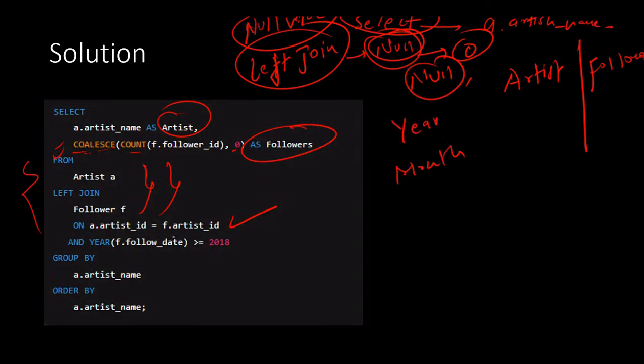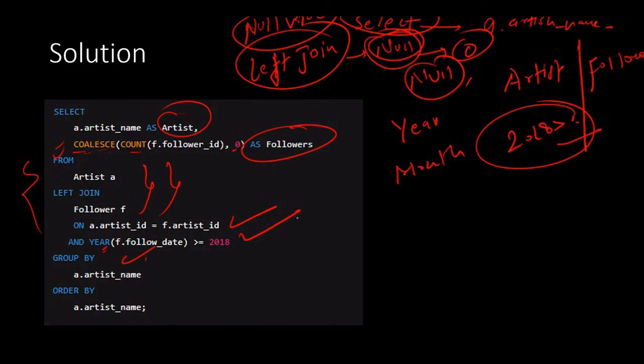As you guys can see here, we want the followers who followed them in 2018 or after 2018, right? That's why we have used year f dot follow date is greater than or equal to 2018, because we want the followers who have followed them on or after 2018. That's why we used this term year, because it will extract the year from the date.